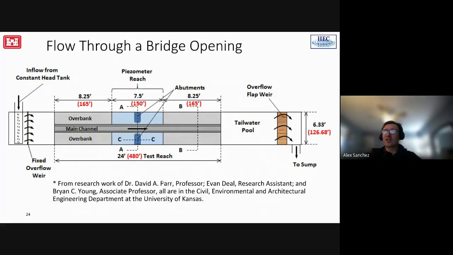And this is, I think, a pretty large flume experiment, a flow through a bridge, and this was done by Professor David Parr and other folks outside of HEC. It wasn't done by HEC, but it's a really neat, really detailed resolution model of flow through a bridge. And this is the kind of flume experiment setup that they had.